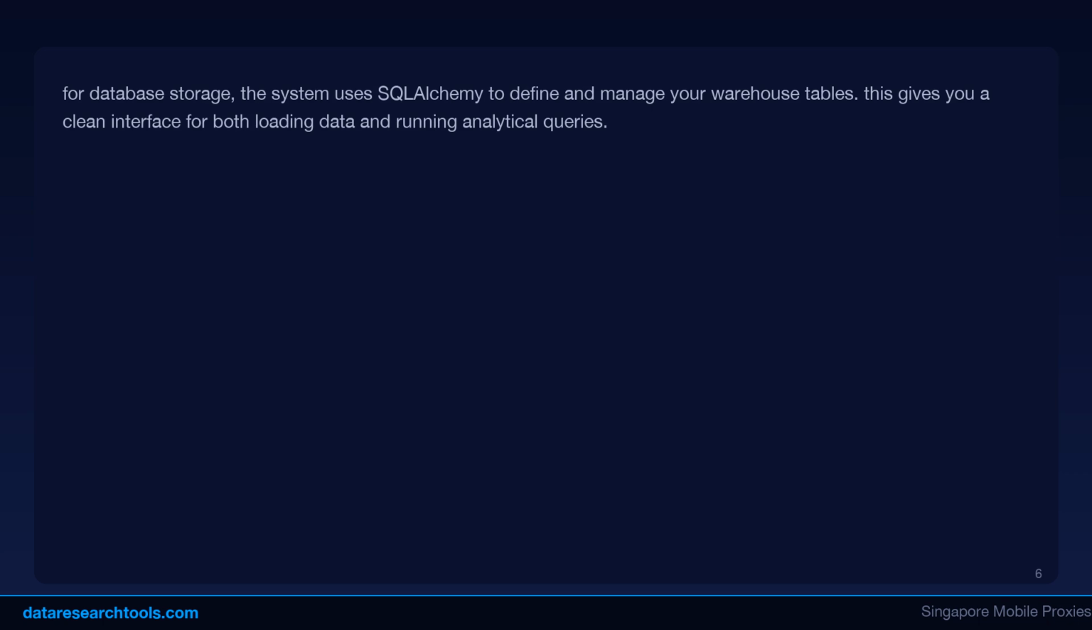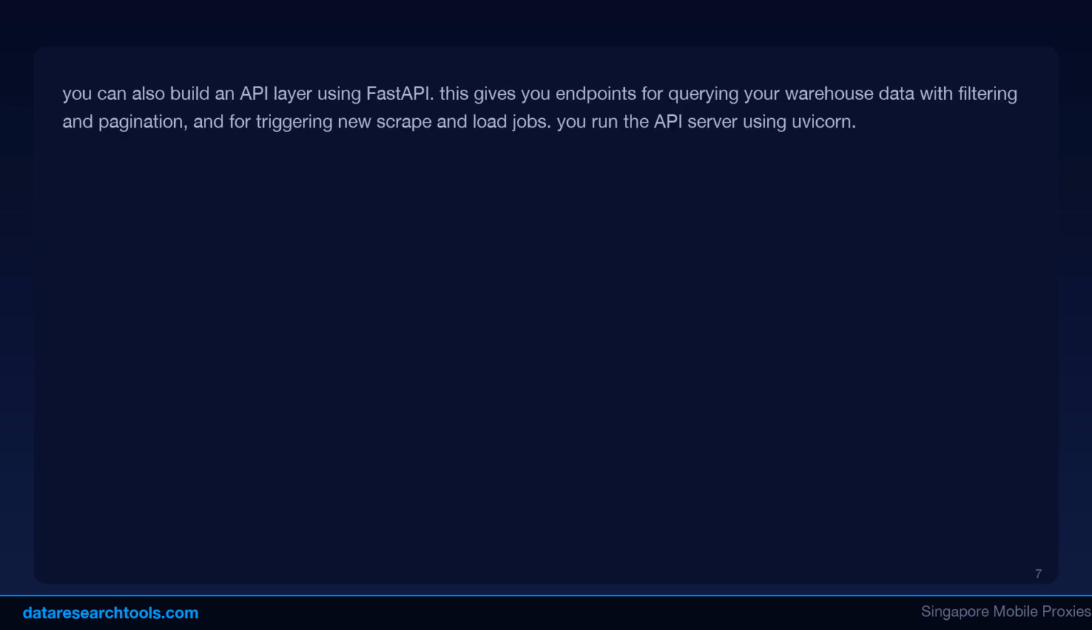Now let's talk about the architecture. A typical scraping data warehouse follows the ELT pattern, which stands for extract, load, transform. First, you extract data through your scraping operations. Then you load the raw data into the warehouse. Finally, you transform it within the warehouse using SQL or other tools.